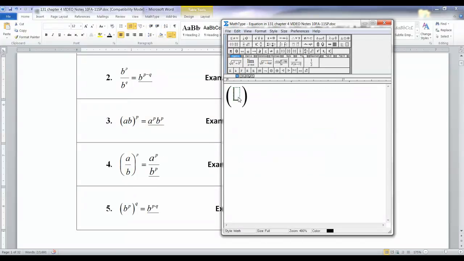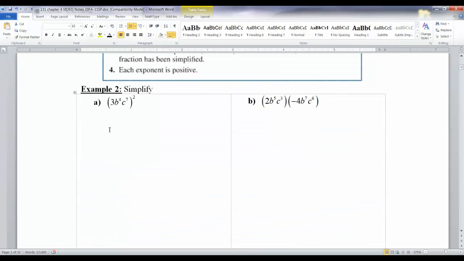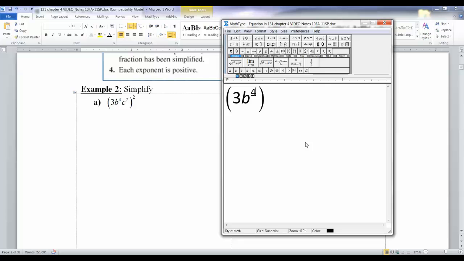So maybe rewrite it. It was 3b to the fourth, c to the seventh, all squared. So what I want to do is send that second power in to each one of those individual components, if you will, of this inner thing. Again, there's no adding or subtracting in any of this. Adding and subtracting is what we deal with in chapter 6. It makes things much more difficult.